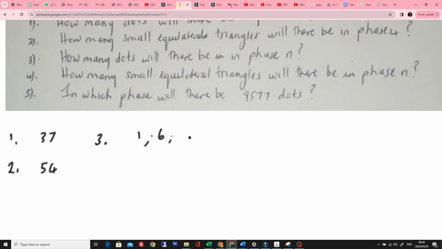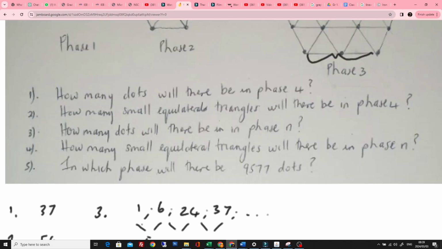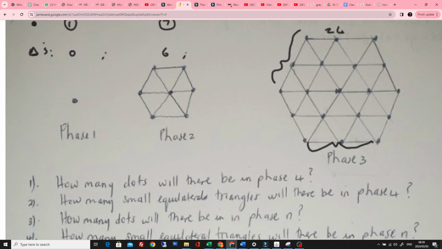6, 24, 37. Would continue, and I can go and look at if there is a pattern. So the first thing I look for is my first difference. And I see this is there 6? That's 7 dots, right? Made a mistake. 1, 2, 3, 4, 5, 6, 7 dots. Oh, it's 7 dots, it's 6 triangles.